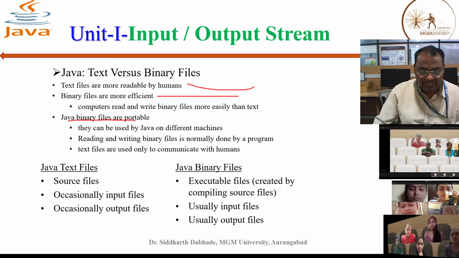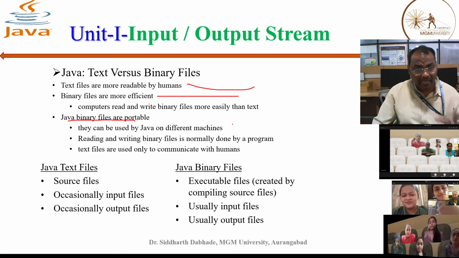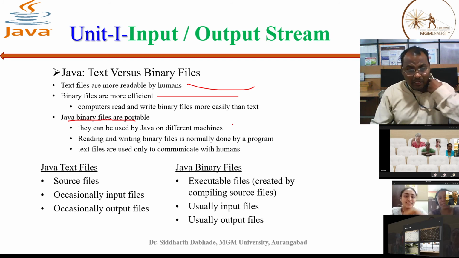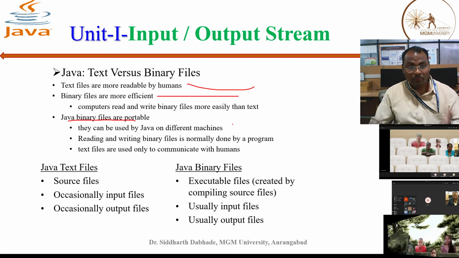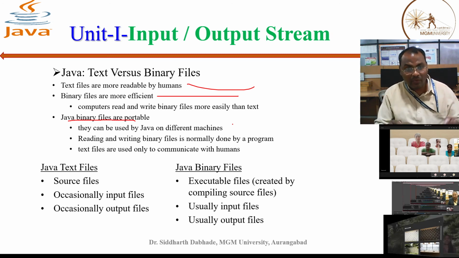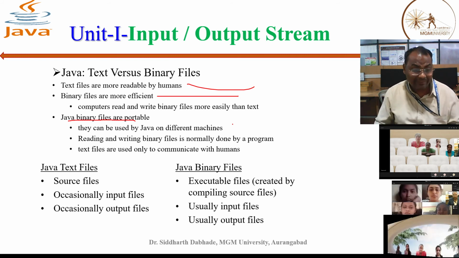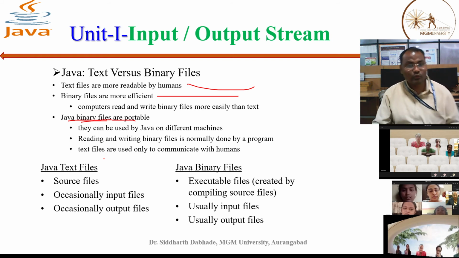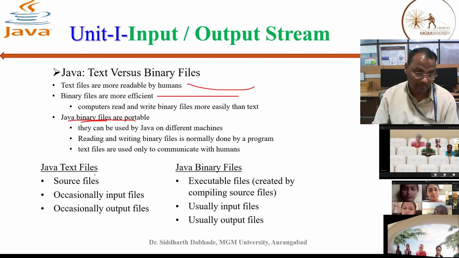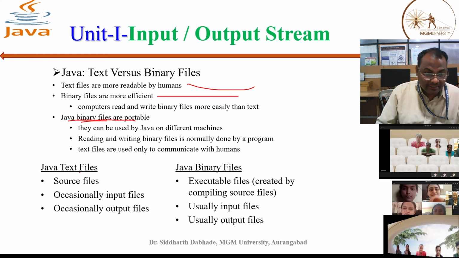Once you have executed it, an exe file will be created, and you can take this executed file on your pen drive and send it to another computer with the help of email or a pen drive. You can share that file, meaning it is a portable file. Java binary files are portable files. Reading and writing binary files is normally done by the program. Text files are used only to communicate with humans. Some differences are there between Java text files and Java binary files.